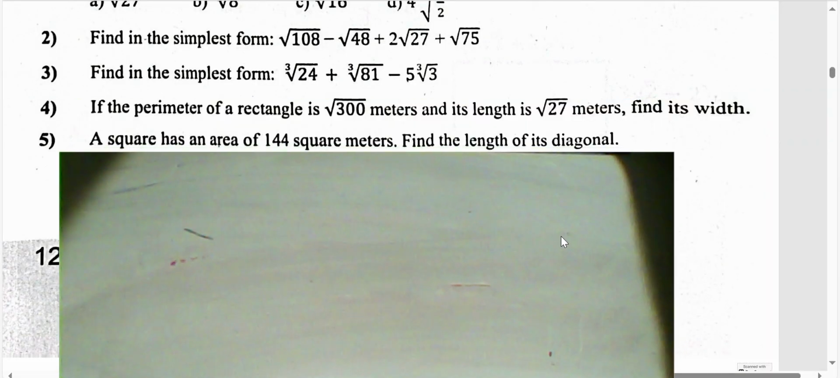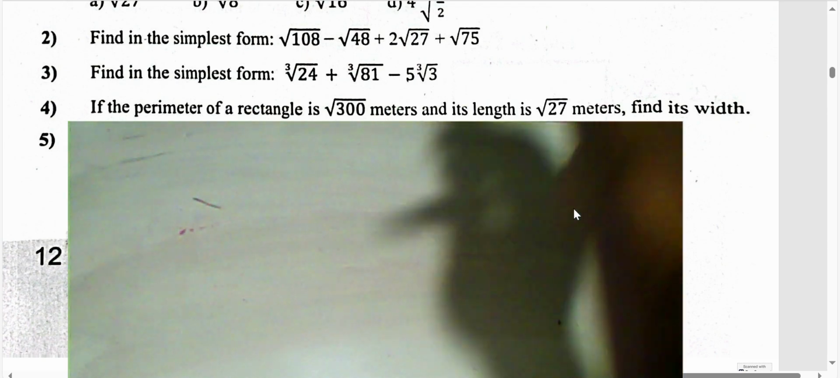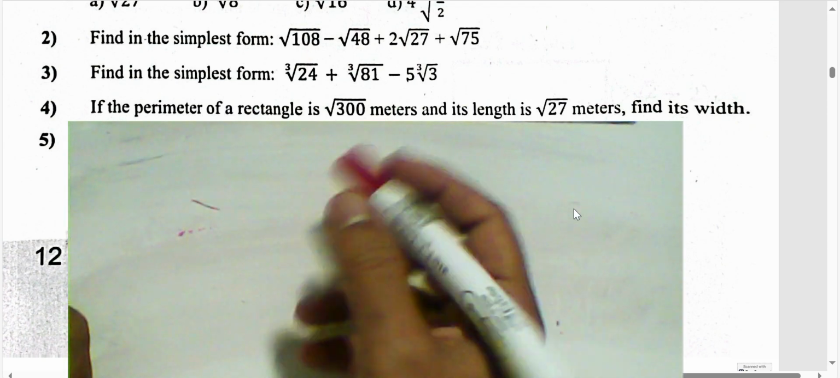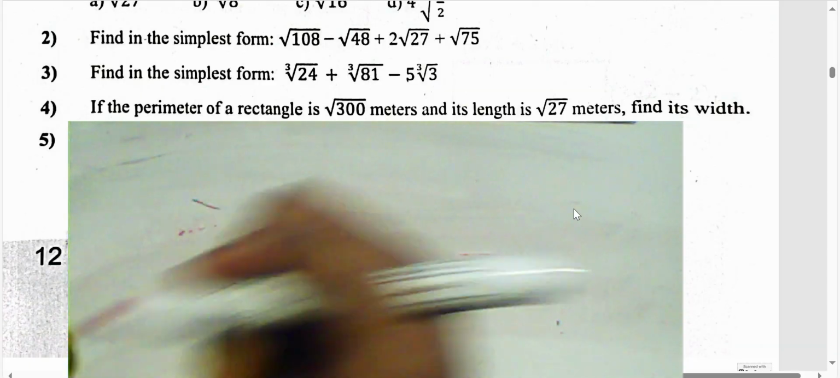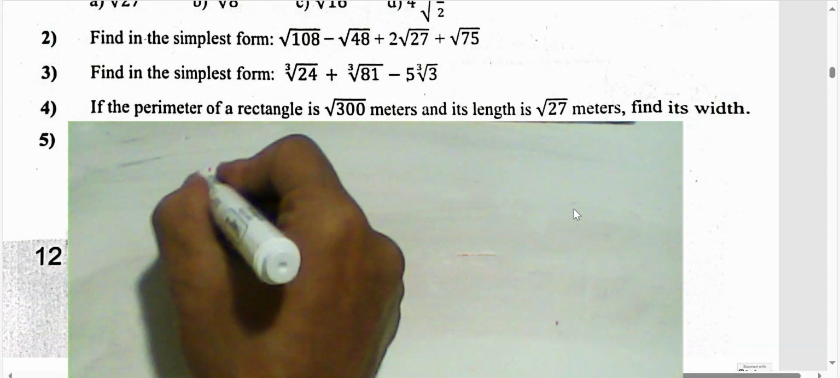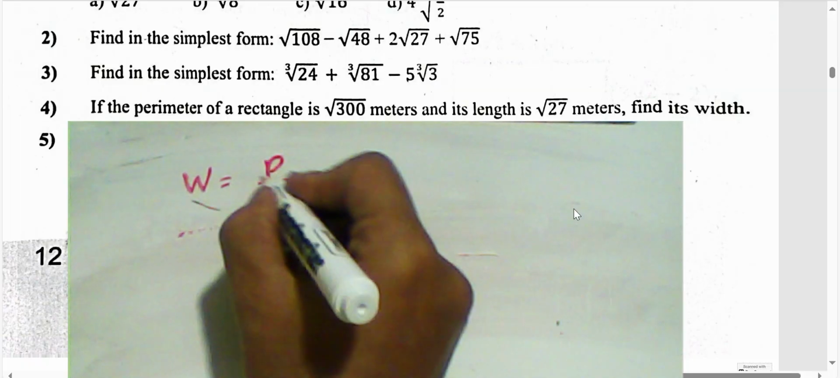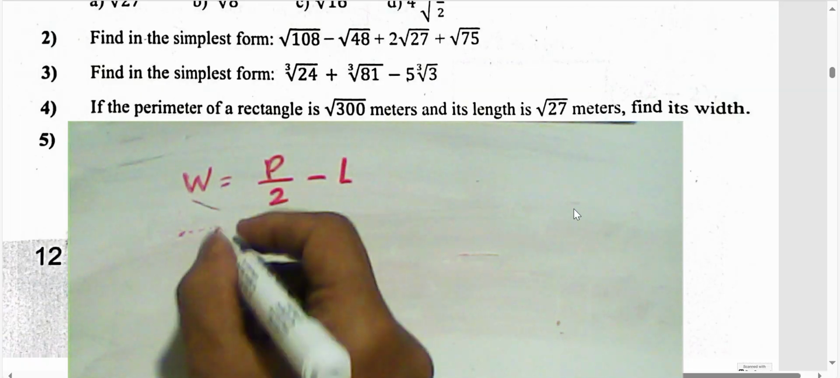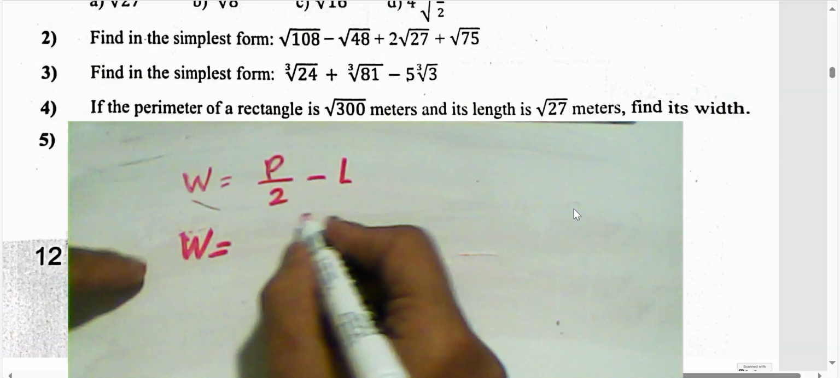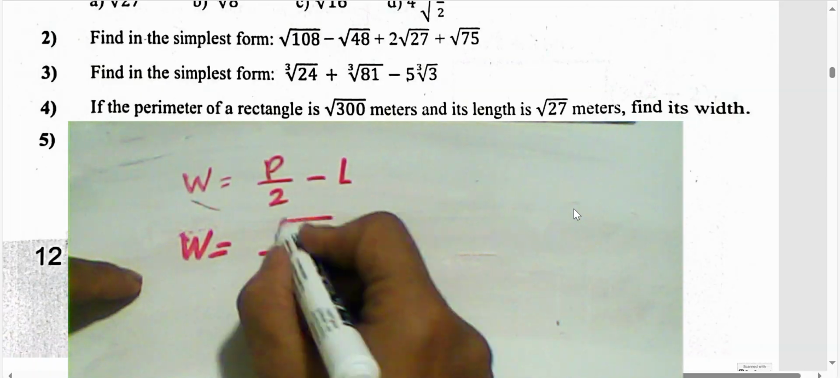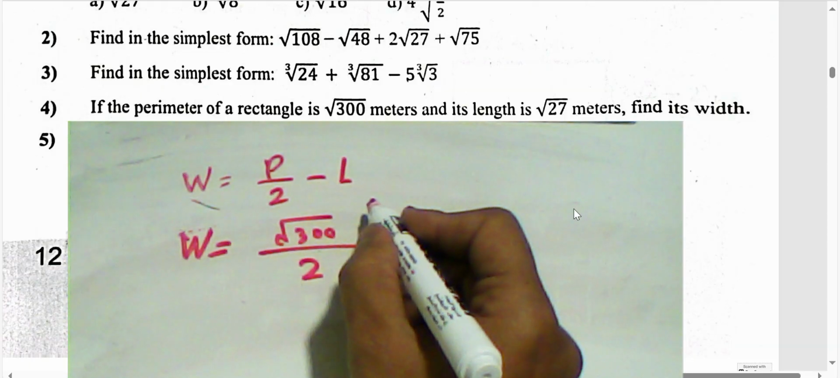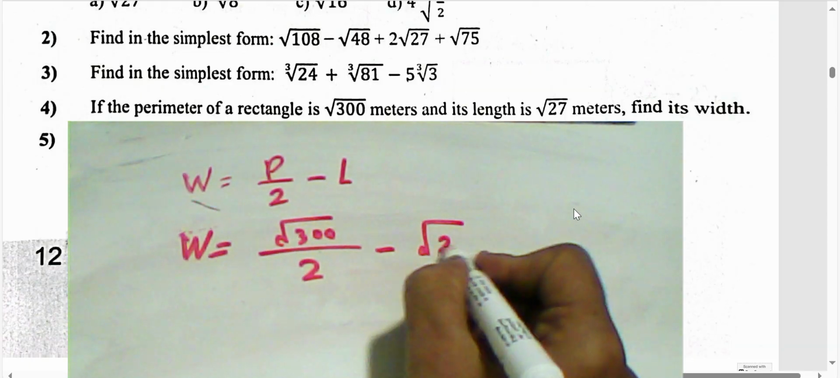Next question. If the perimeter of a rectangle is square root of 300 meter, find the width. We know he gave us in the example a perimeter and the length. We know the width equals half of the perimeter subtract the length. Then the width equals the perimeter divided by 2. The perimeter here was square root of 300. We can write divided by 2 subtract the length, which equals square root of 27.